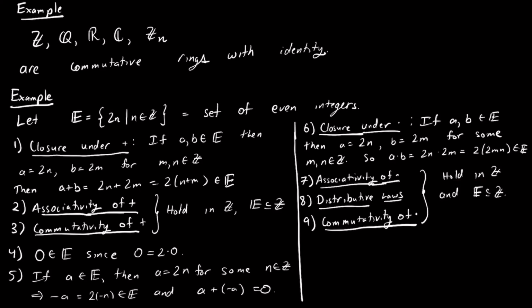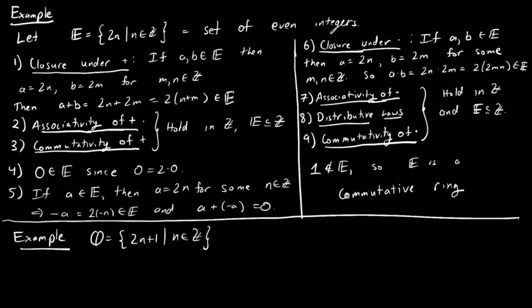And finally, I might ask, well, what about the multiplicative identity? Well, I'll notice that 1 is not an element of E, so E does not have a multiplicative identity. So we would call E a commutative ring.